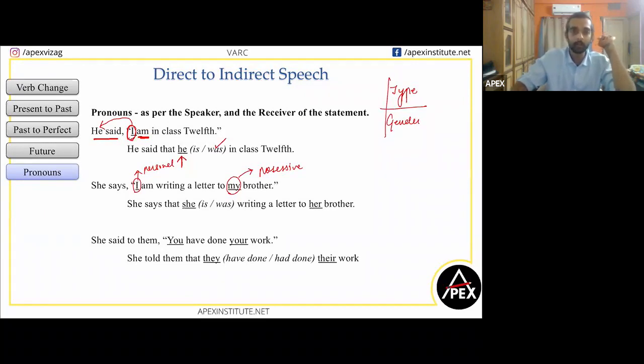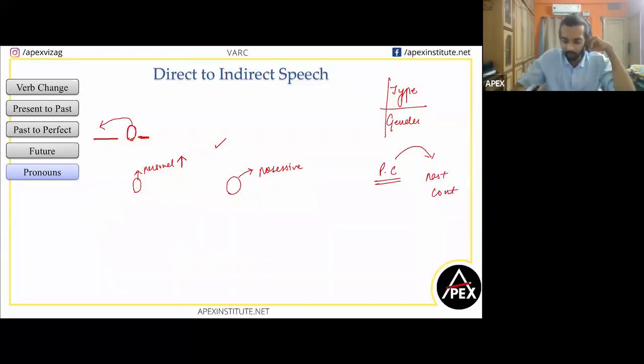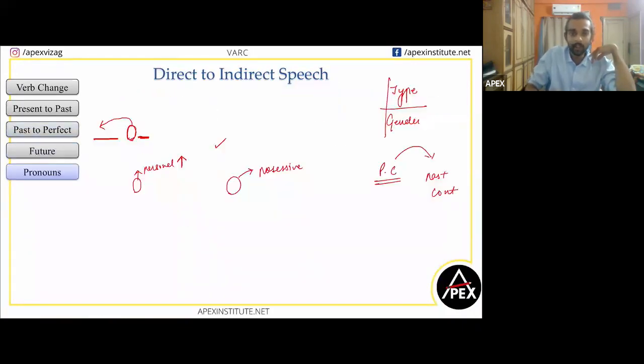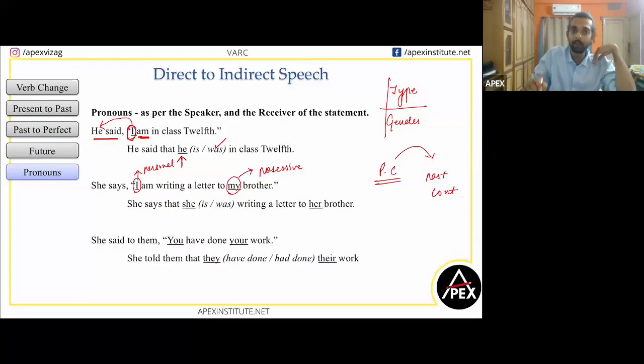Okay. So, why will it be is? What happens to present continuous? Pavani, we saw the rules. No, what happens to present continuous? It turns into past continuous. Pavani, look here, I have written the rules. See, present continuous becomes past continuous. So in that case, over here, what should it become? Was. Okay. She says that.